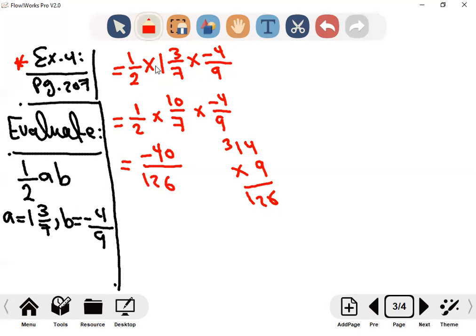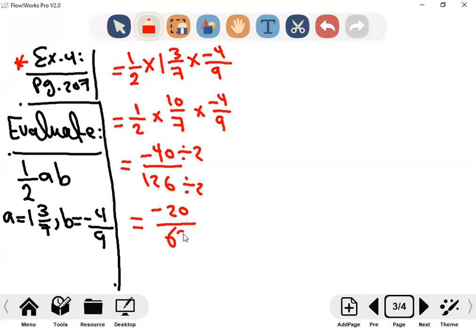So that you don't struggle with the greatest common factor, try to divide by 2 up and down. Even numbers, both can divide by what? 2. So here I will divide by 2 and divide by 2 and see what will happen. Up negative, down 63. Negative 20 over 63.